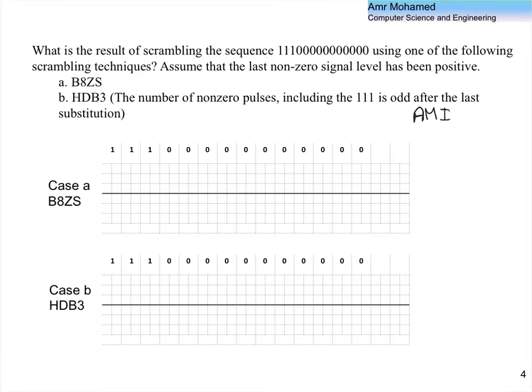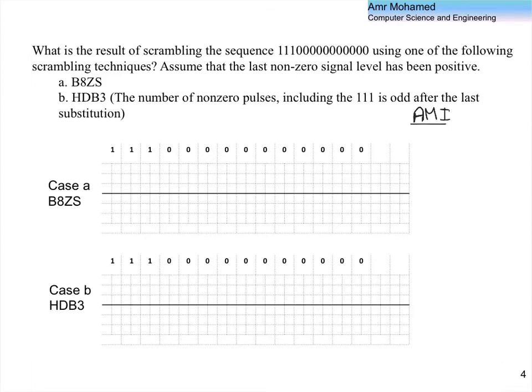Okay, so for this alternate mark inversion technique, it's very simple. What we have said is that the zero is mapped to zero voltage, right? And the one is bipolar. It gets switched from plus voltage to minus voltage, plus voltage to minus. That's what's called the alternate mark inversion, because the one gets inverted. And the good thing about the AMI is that it's very bandwidth efficient. It's simple, of course. And because the zero is mapped to zero voltage, there's no DC component.